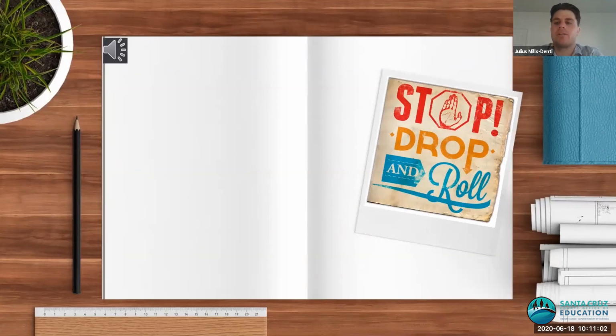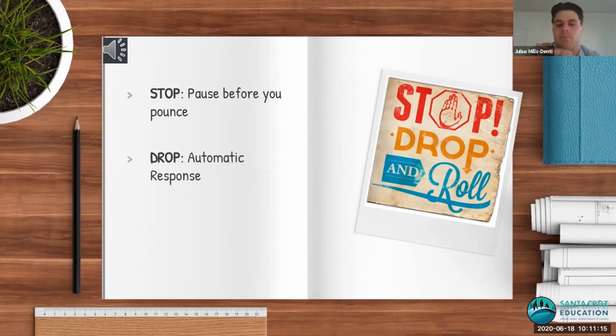Stop, drop, and roll. This is really important. This allows us to respond to defiance or discord or resistance in a way that's non-threatening and disarming. We pause before we pounce. We drop our automatic response and we roll with the resistance. I'm just going to go quickly over the example.